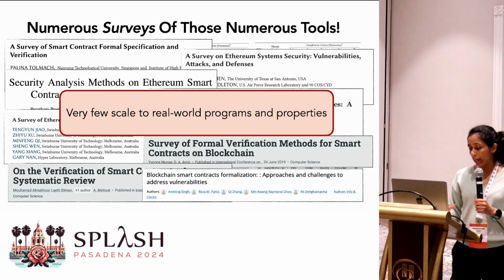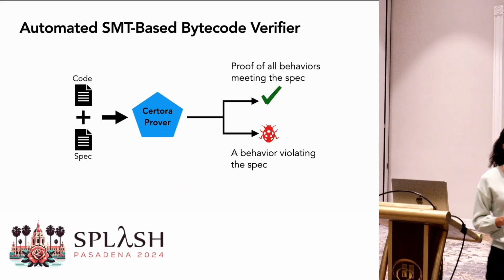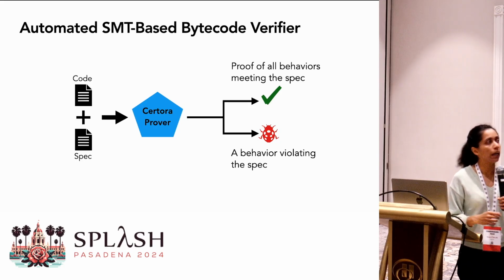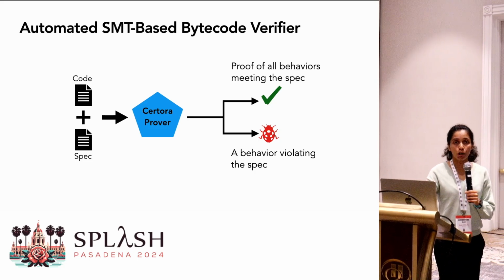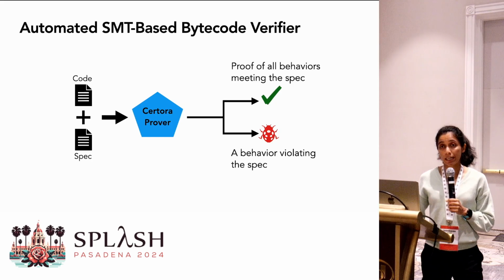And so in this talk, I'm going to present one particular technique that we have come up with. This technique helps us scale formal verification to real programs, and it's built as part of a tool we've built called the Certora Prover. The Certora Prover is an automated SMT-based verification tool. It works at the bytecode level.